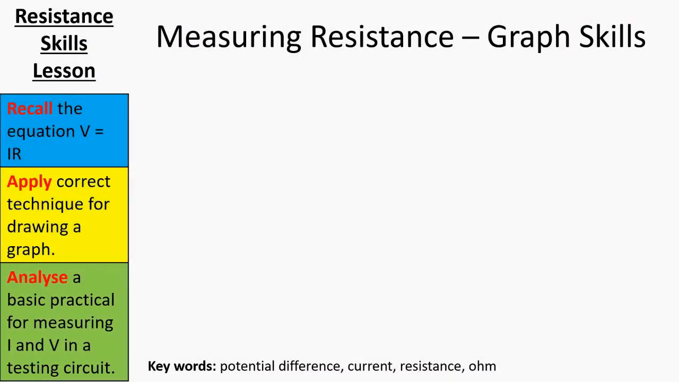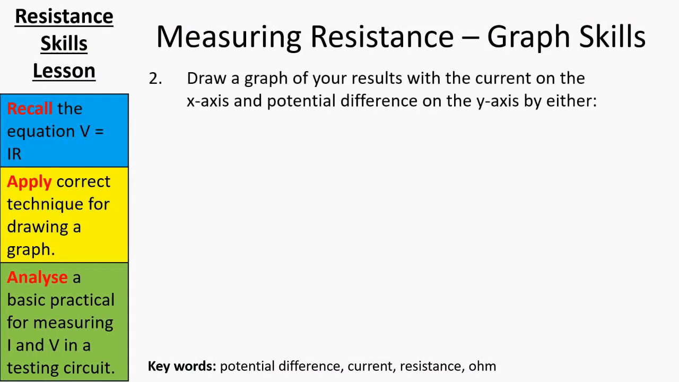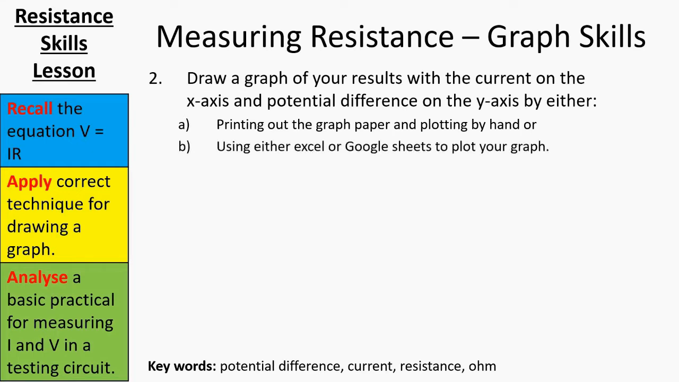Now that you've completed your table, let's move on to the next part, which is to draw a graph of your results, with the current on the x-axis and the potential difference on the y-axis, by either printing out the graph paper that's supplied with this lesson and plotting it by hand, which is the preferred method, or if you don't have the ability to print off the graph paper, you can use either Excel or Google Sheets to plot your graph.